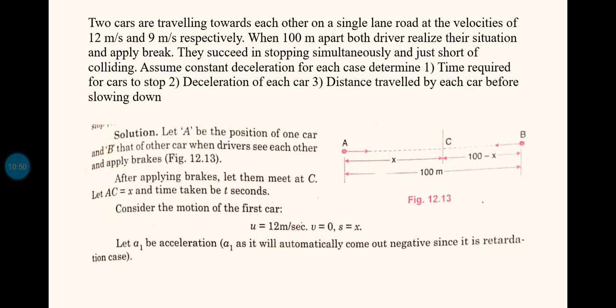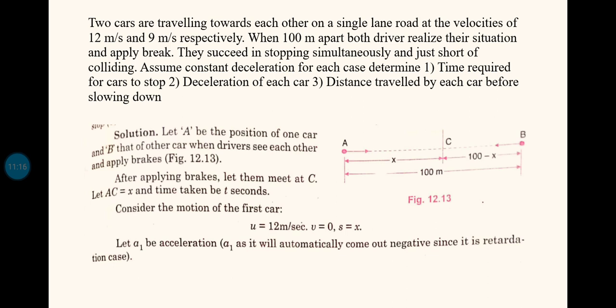When 100 meter apart, both drivers realize the situation and apply brake. Once they are 100 meter apart, they realize that there is a possibility of collision, therefore both applied the brake. They succeeded in stopping simultaneously and just short of colliding. Luckily they succeeded in their attempt, and just before collision both stopped. So finally both vehicles are in touch.